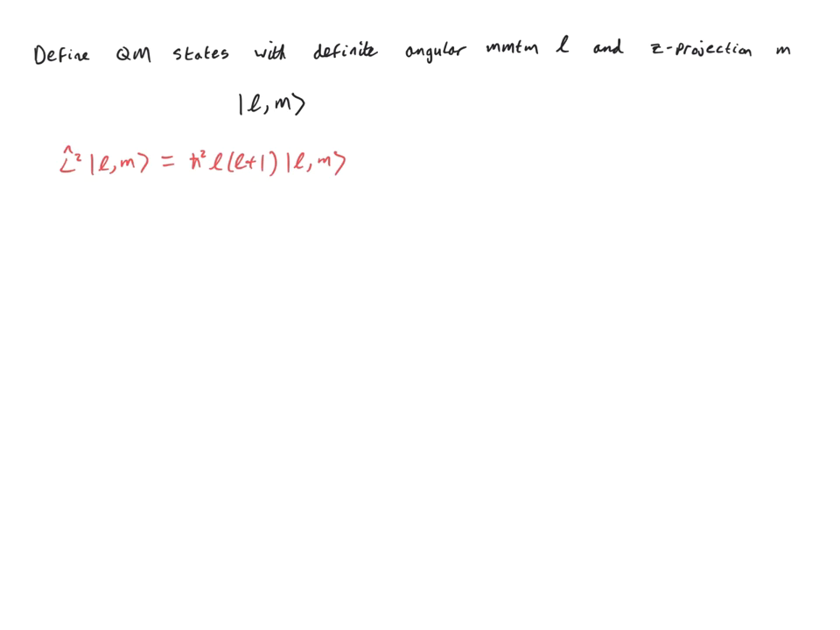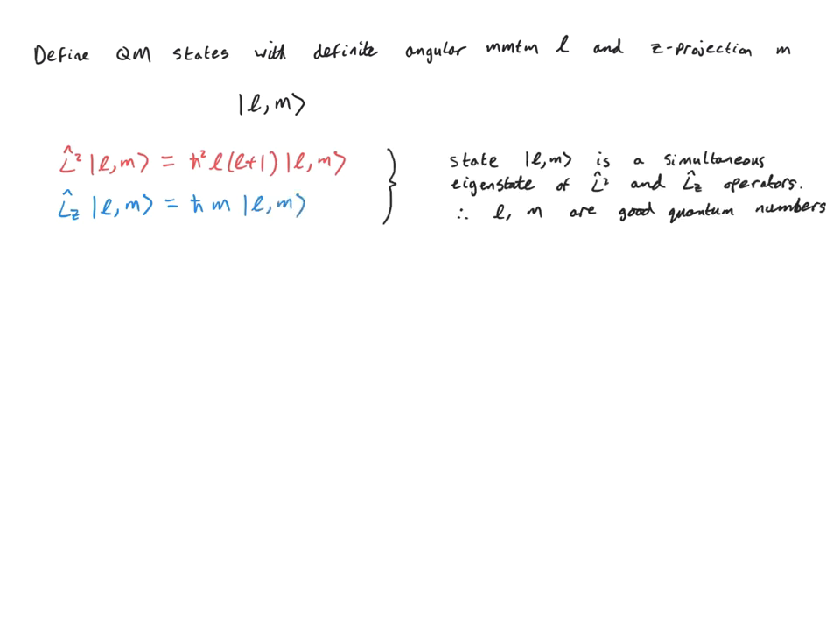Likewise, we can operate on our state Lm with our Lz operator. And in this case, we find that we get h bar times m, and the state back again, Lm. So the ket Lm is a simultaneous eigenstate of the L squared and Lz operators. L and m are therefore good quantum numbers. Just remember, however, that the eigenvalue of L squared is actually L into L plus 1, whereas the eigenvalue of Lz is m.